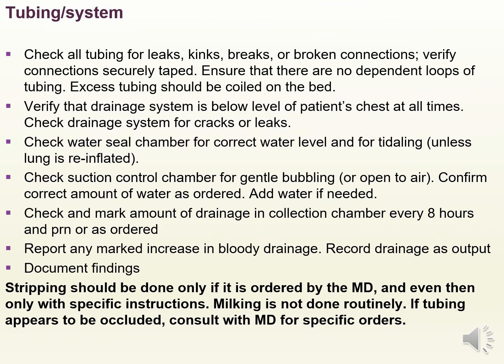Continue to watch the patient for development of crepitus and monitor the respiratory status and the dressing site. Check the system and the tubing. Check all tubing for leaks, kinks, breaks, or broken connections. Connections should be securely taped. Ensure there are no dependent loops of tubing, and excess tubing can be coiled on the bed. The drainage system is kept below the level of the patient's chest at all times. Check the system for cracks or leaks. Check the water seal chamber for correct water level and for tidaling unless the lungs are reinflated. Check the suction control chamber for gentle bubbling. Confirm that the amount of water is correct. Add water if needed.